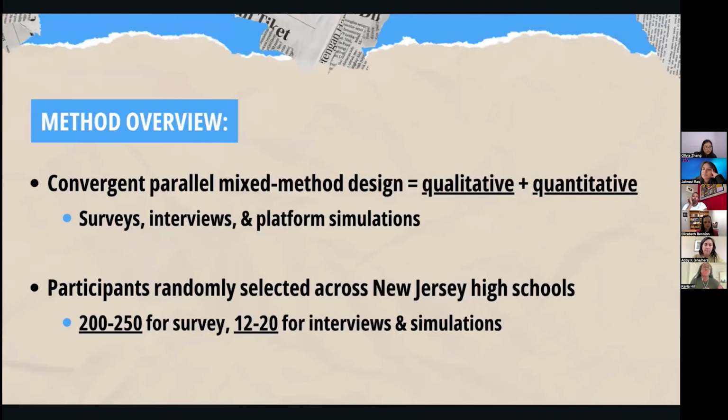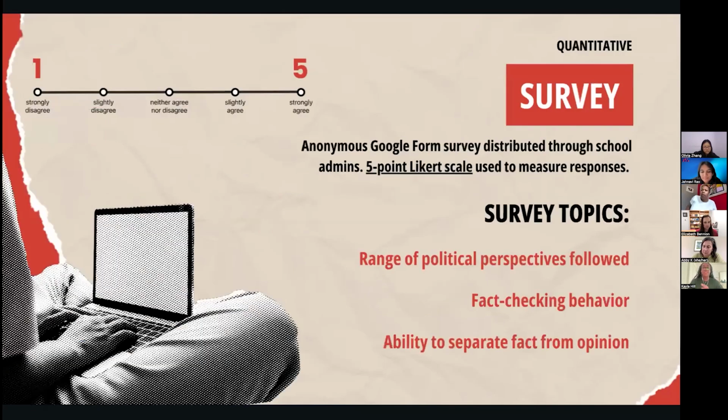So just to give an overview of the methods used, this research proposal uses a convergent parallel mixed method design, which basically means that it simultaneously looks at qualitative and quantitative elements. In this case, that includes surveys, interviews, and platform simulations. Interested participants would be randomly selected across New Jersey high schools, with 200 to 250 completing a survey, and 12 to 20 of those survey respondents being selected for an interview and a real-life simulation.